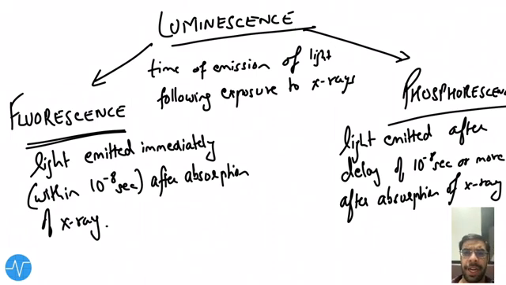Luminescence can be divided into two types according to the time of emission of light following exposure to X-ray. If after the exposure to X-ray the light is emitted immediately, that is within 10 raised to minus 8 seconds, then it is known as fluorescence. If the light is emitted after 10 raised to minus 8 seconds, it is known as phosphorescence. Therefore, there are two types of luminescence: fluorescence within 10 raised to minus 8 seconds, and phosphorescence after 10 raised to minus 8 seconds.